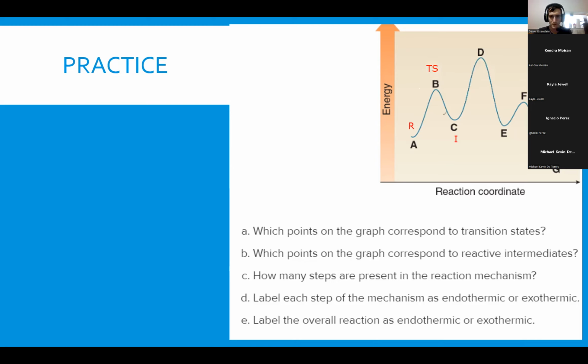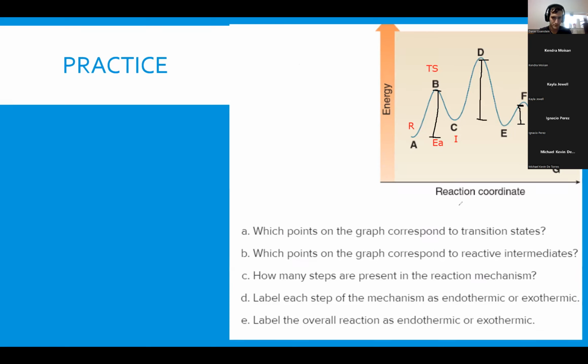All right. So now we're going to talk about energy of activation. Going from the reactants or intermediate to the highest peak within that slope is going to give you the energy of activation. Again, C to D, and then E to F. Those are all energies of activation.